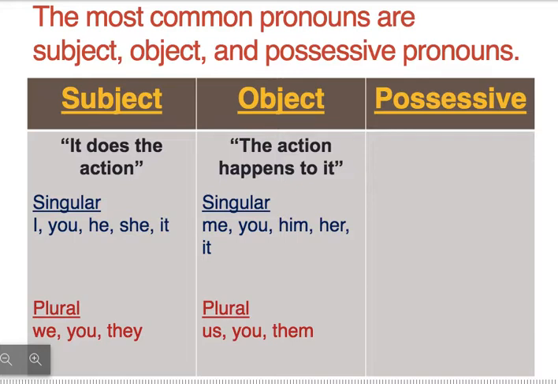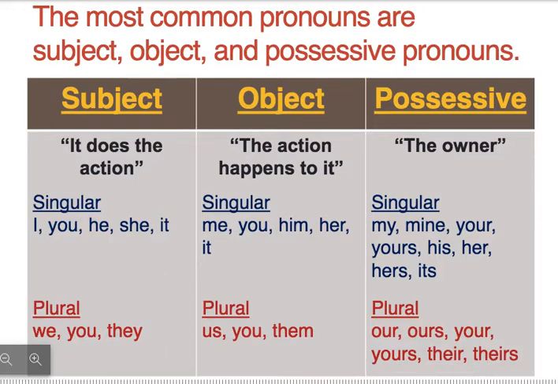Object pronouns means that the action happens to it. So whatever action is happening in the sentence is happening to that person or to that thing. Some singular examples would be me, you, him, her, and it. And some plural examples would be us, you, and them.